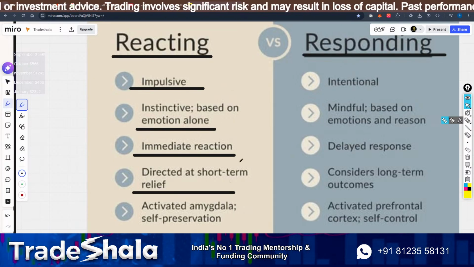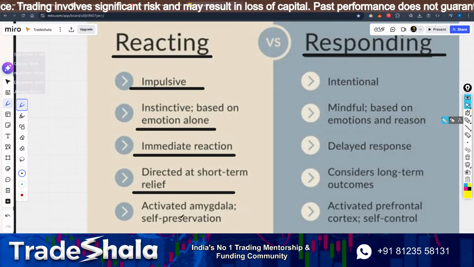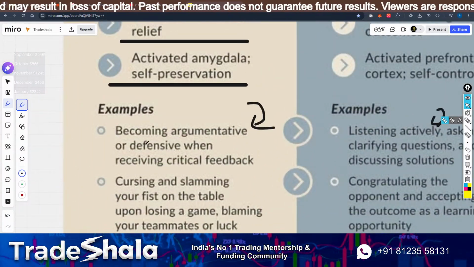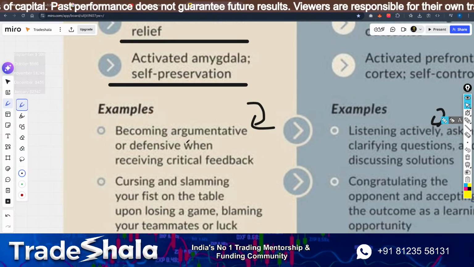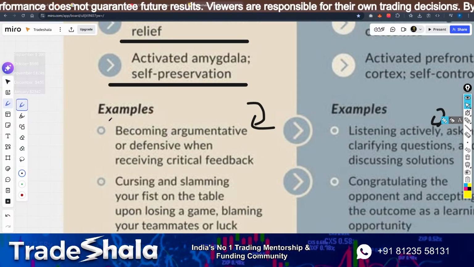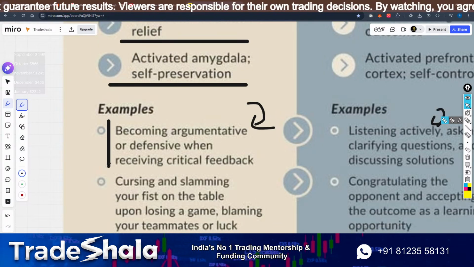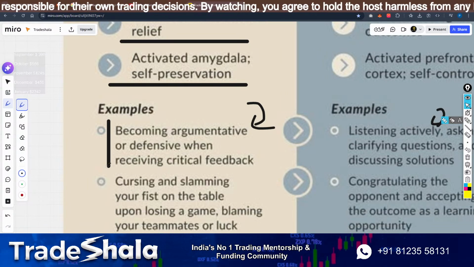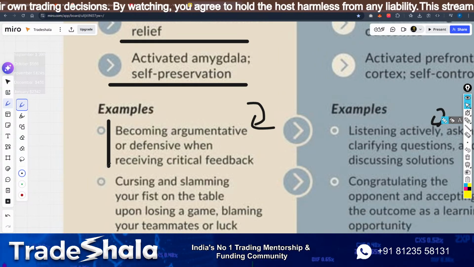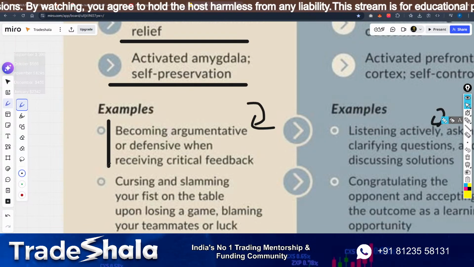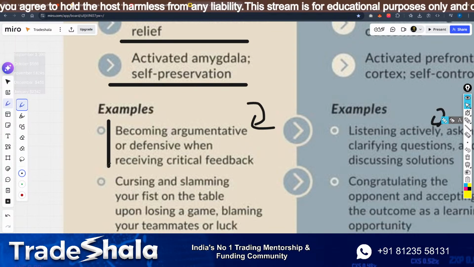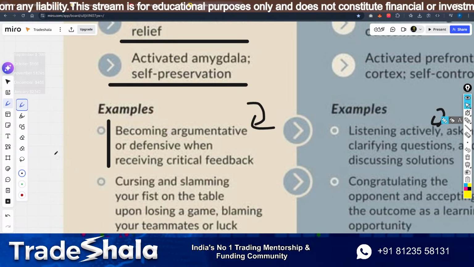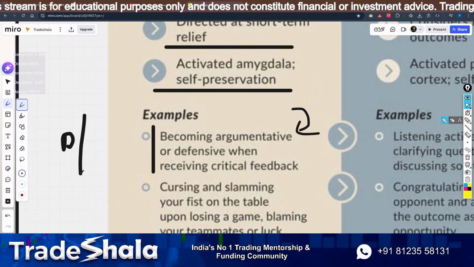You got it? And then reacting comes with activating self-preservation and all that. An example of this is becoming argumentative or defensive when receiving critical feedback. If you're driving a bike, going somewhere, and some guy comes and hits you from the back, and your bike is a little bit damaged, instead of suddenly turning back and fighting, you should understand the situation. Is that guy drunk? Is it a cop?